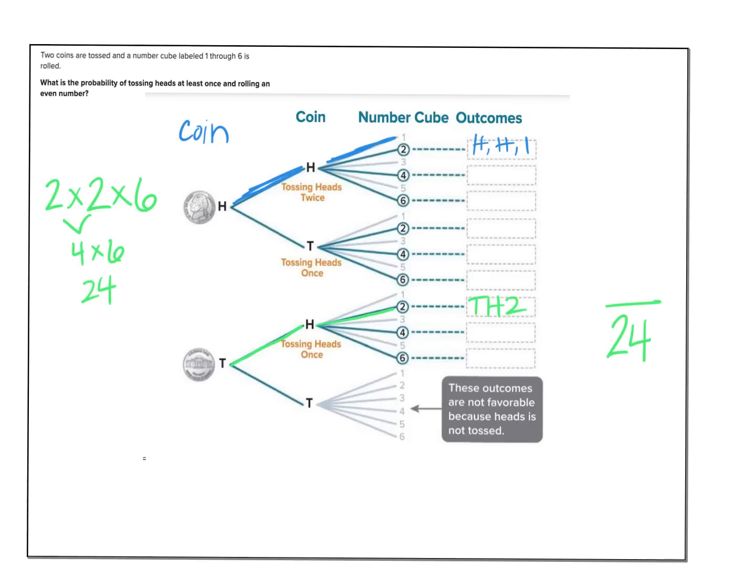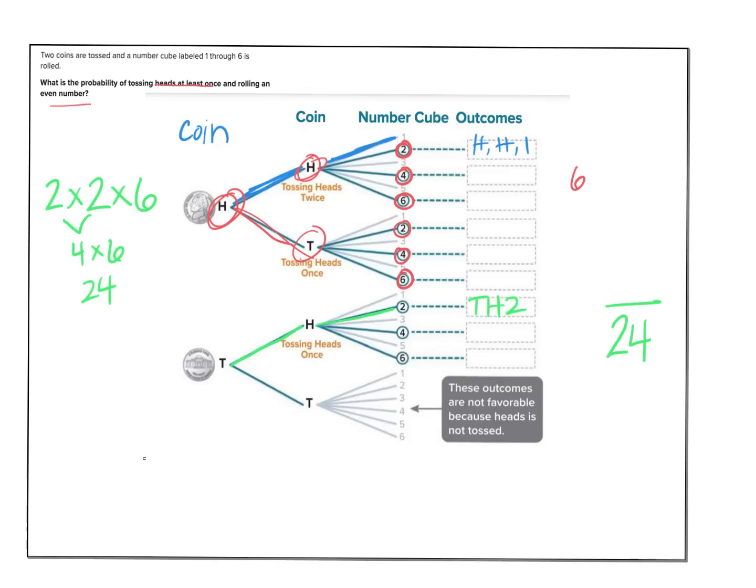The next thing I want to do, I'm going to grab pink for this, is find all the ones where I get heads at least once and an even number. Okay, so I need to at least get heads once. So if I'm looking at this, I get heads once here, right? Even though it's twice here. All of these I would get heads at least once, right? Because heads, heads, or heads, tails. So I need even too. So heads, heads, even, heads, heads, even. Here's another even, even, even, even. So far there are 6 over there.